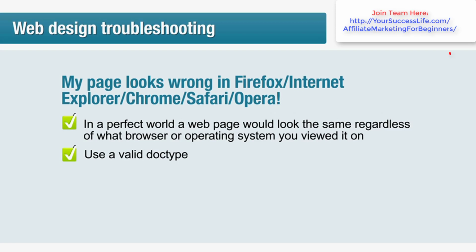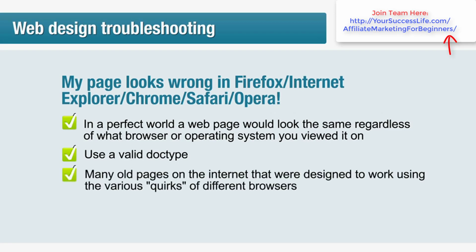This is because there are many old pages on the internet that were designed to work using the various quirks of different browsers. If browsers were to stop being so quirky, then all of these pages would break. By contrast, a page that includes a doc type is effectively telling the browser that it wants to be displayed in standard mode. However, if you've designed your site without a doc type to begin with, you might find that inserting a doc type breaks your page in all browsers. This is because you may, inadvertently, have relied on these self-same quirks that the old browsers used to have.